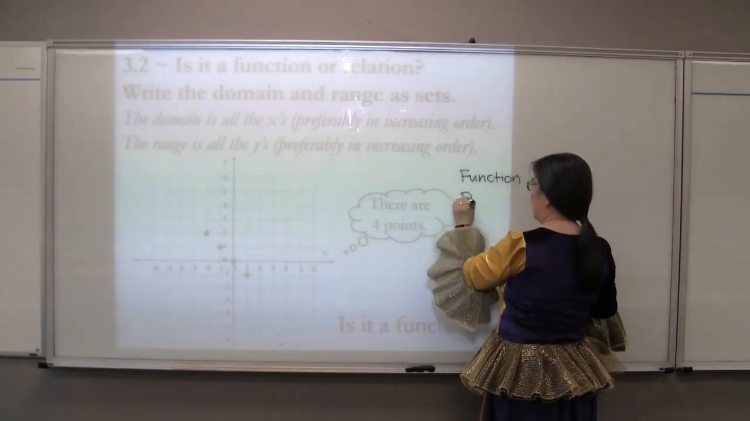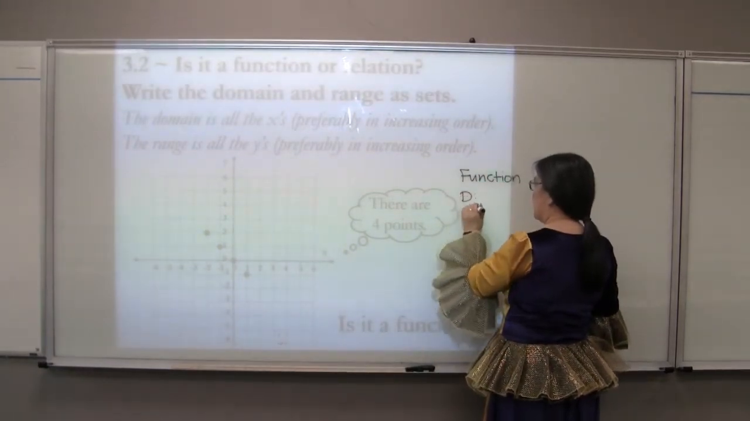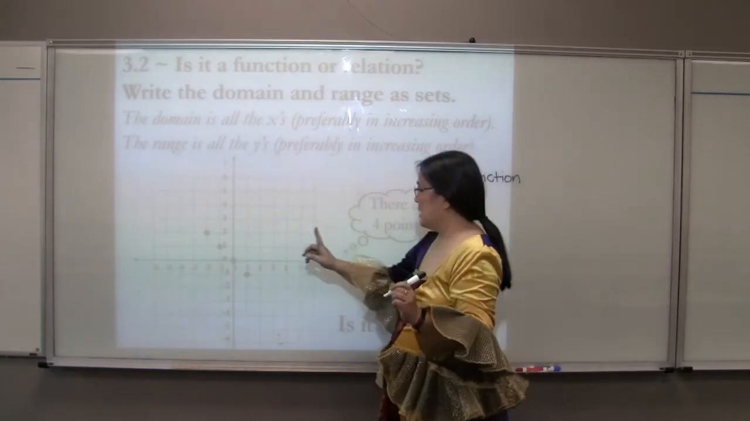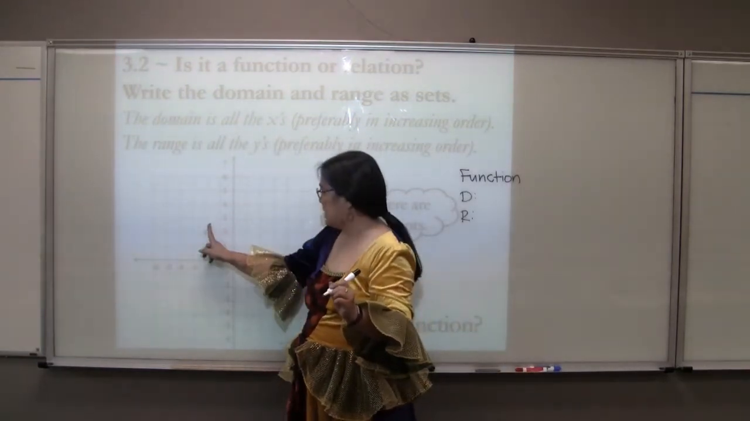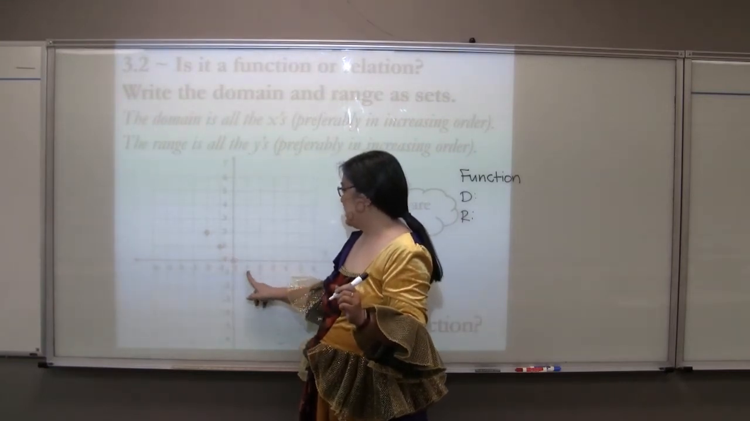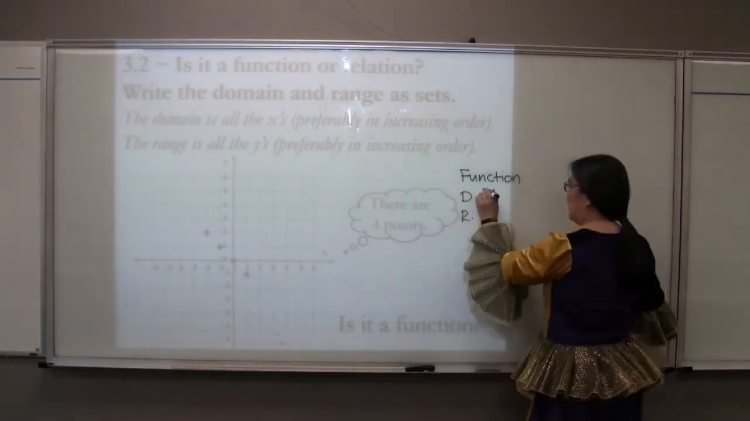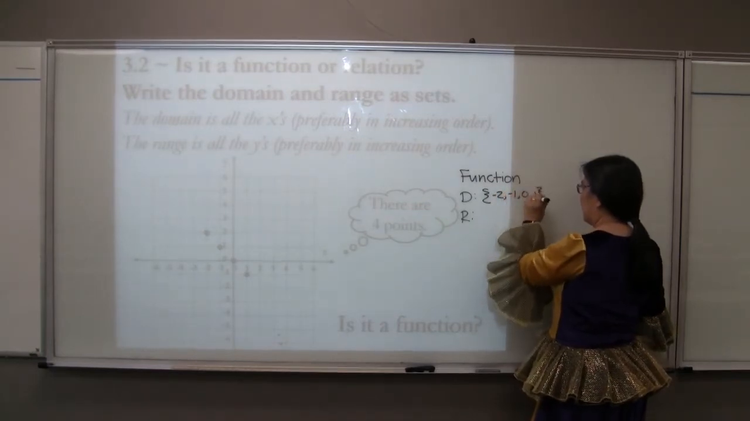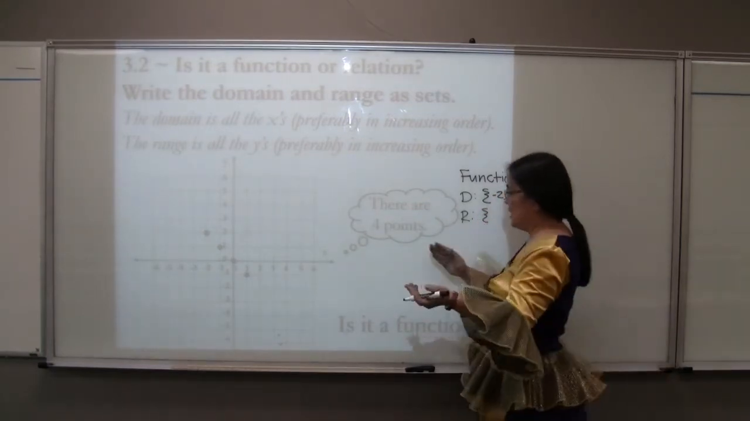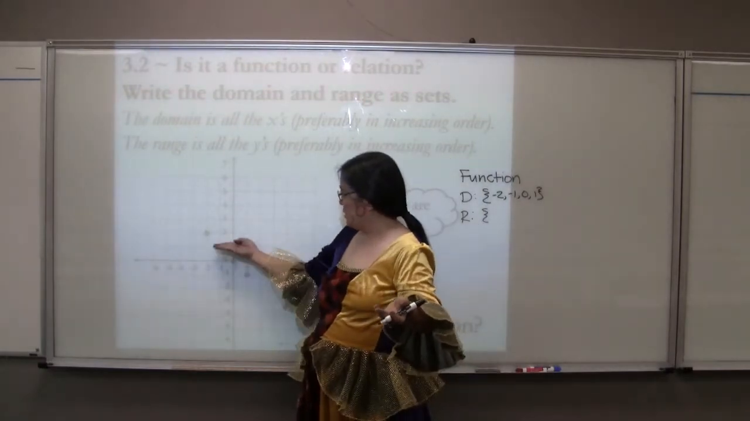And then the domain and the range. The domain is our x's and the range is our y's. Because it's on a graph, it's very easy to go from least to greatest, -2, -1, 0, and 1. And then the range is also easy to go from least to greatest, -1, 0, 1, and 2.